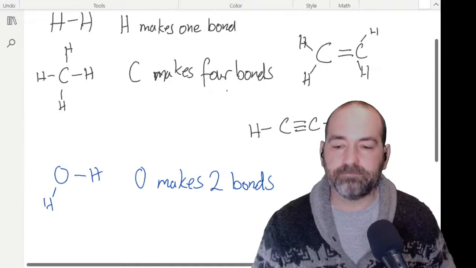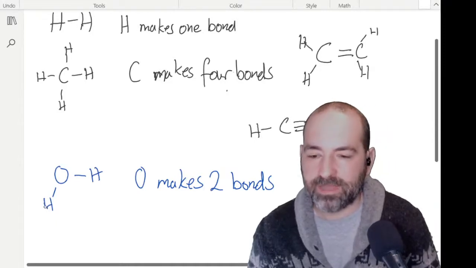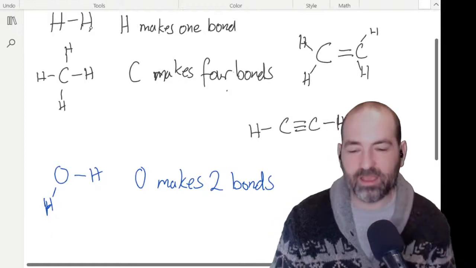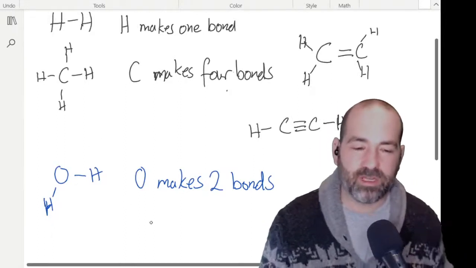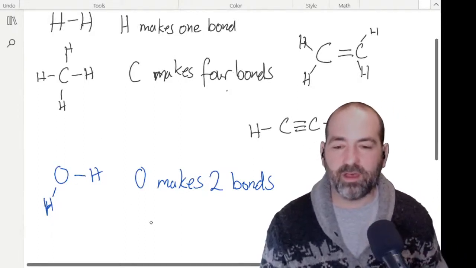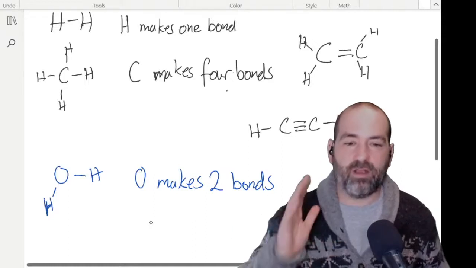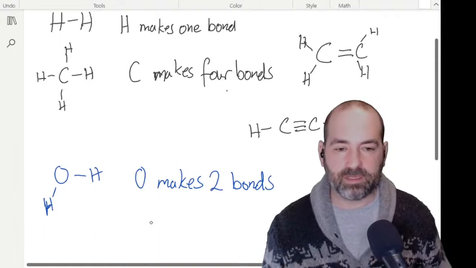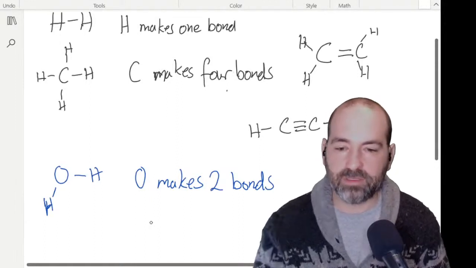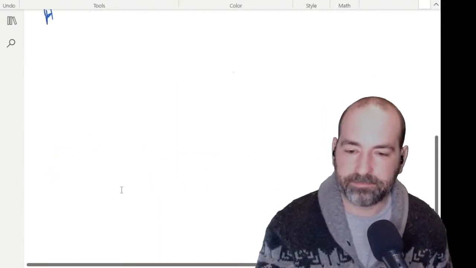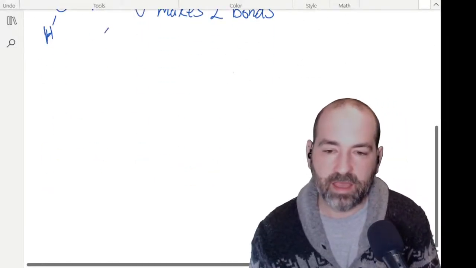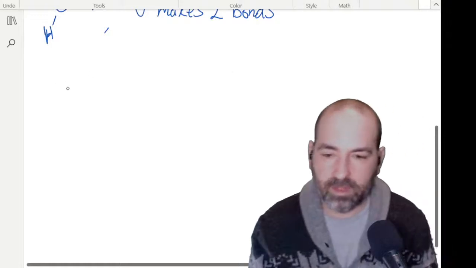All right. So now that one is not quite as much of a rule as the other two. We will occasionally see structures where oxygen has one or three bonds, but at this point, if we just remember hydrogen makes one bond, carbon makes four, and oxygen makes two, then we can start putting together some chemical structures that make sense chemically.